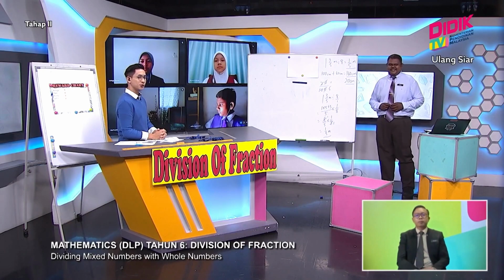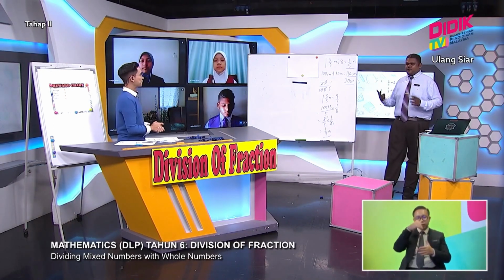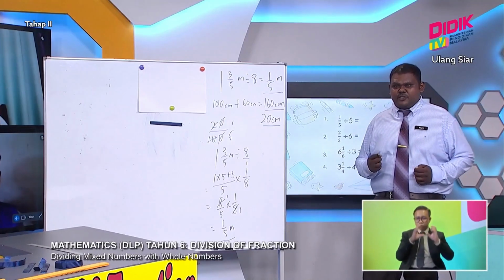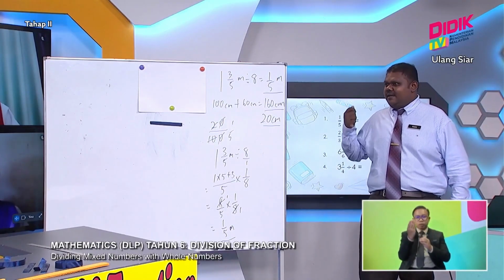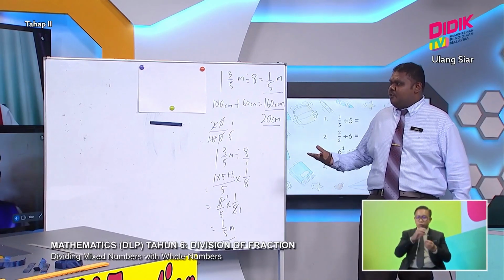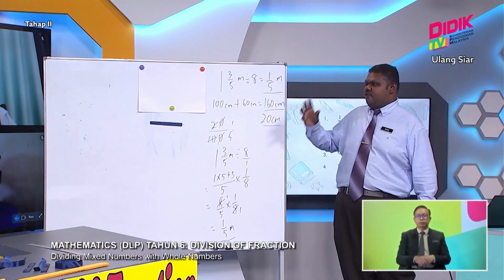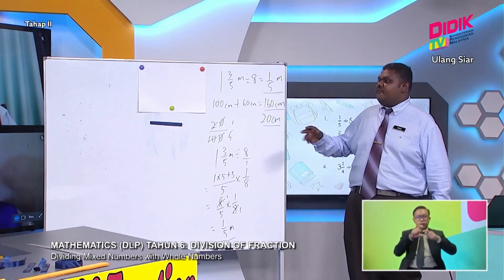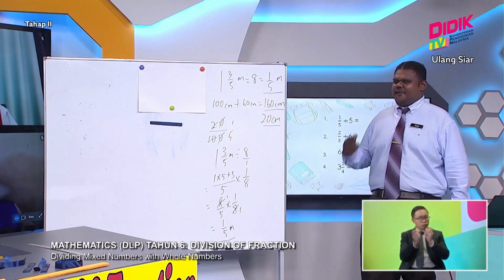All right. Sir, could you share a summary of what we have just learned in this segment? Okay. We have learned two skills so far: a proper fraction divided by a whole number, and a mixed number divided by a whole number. This is how you do the conversion. And the most important thing is when you divide with a fraction, you have to change it to multiplication and inverse the number.